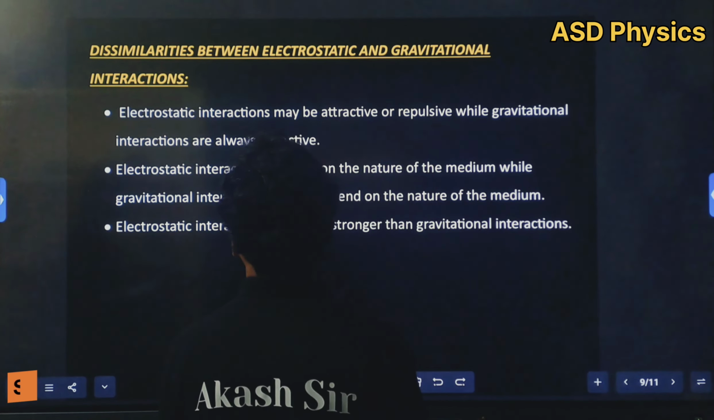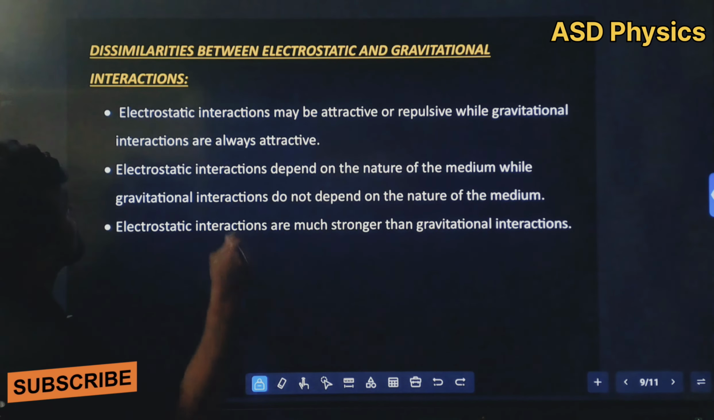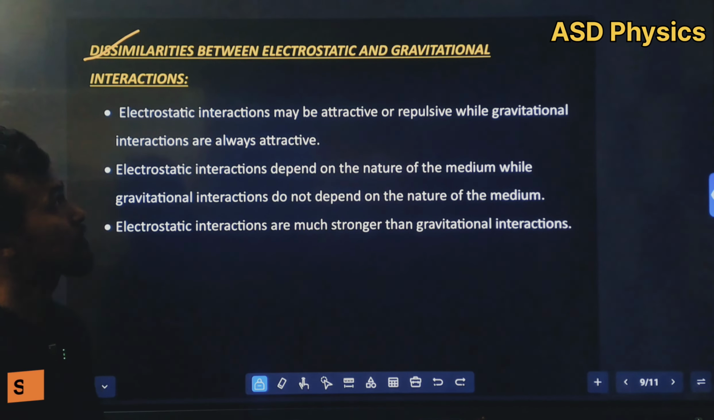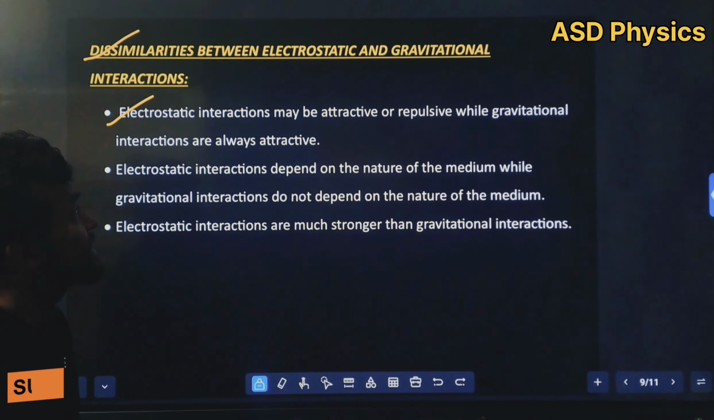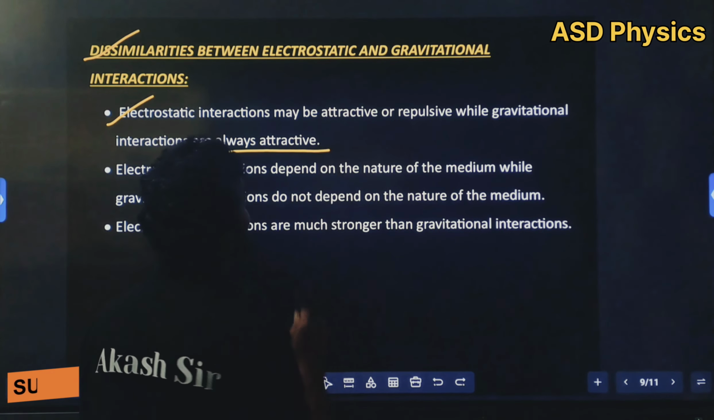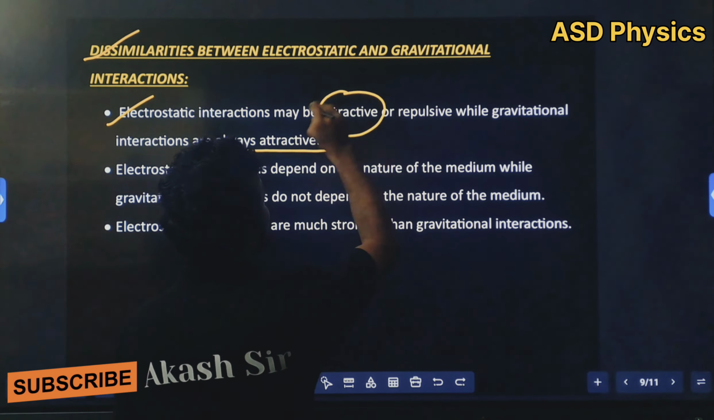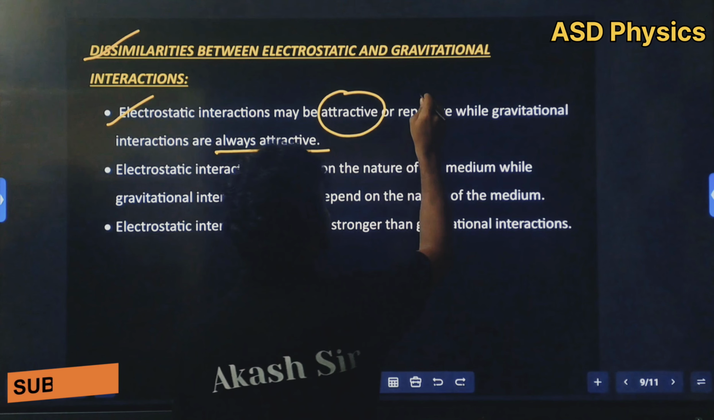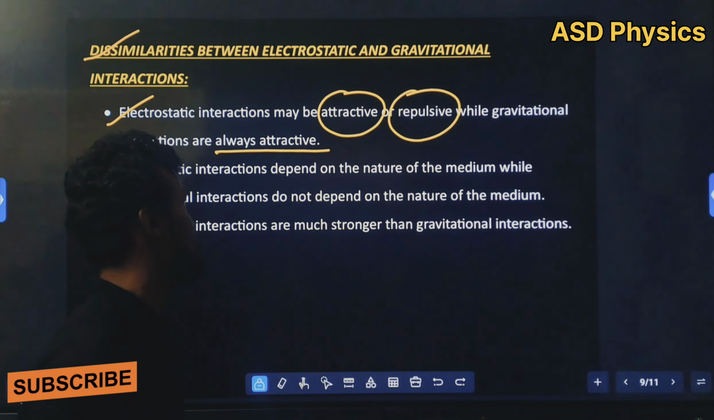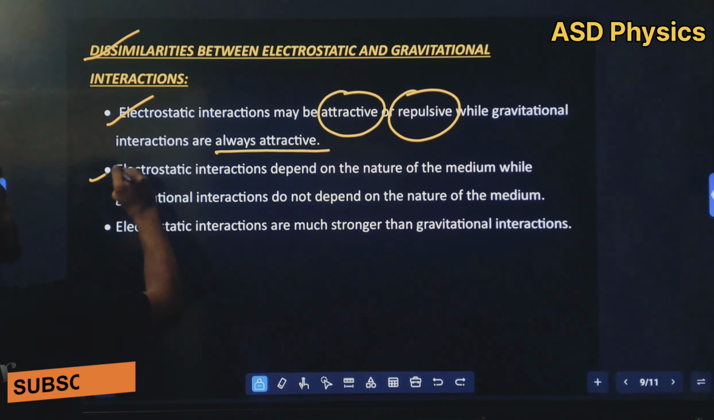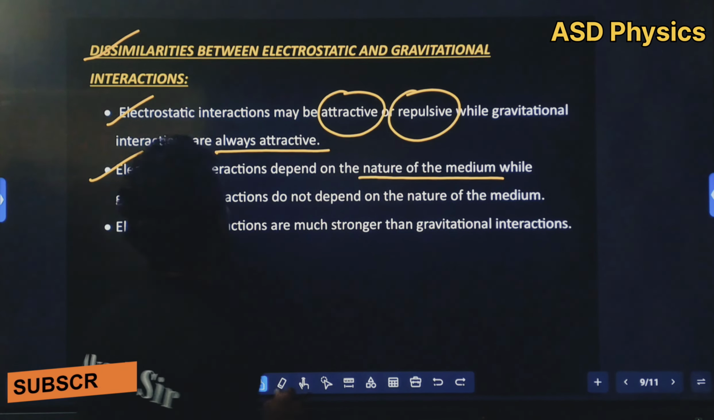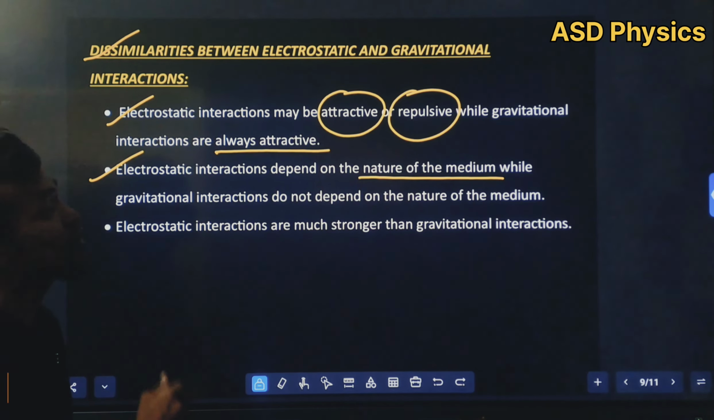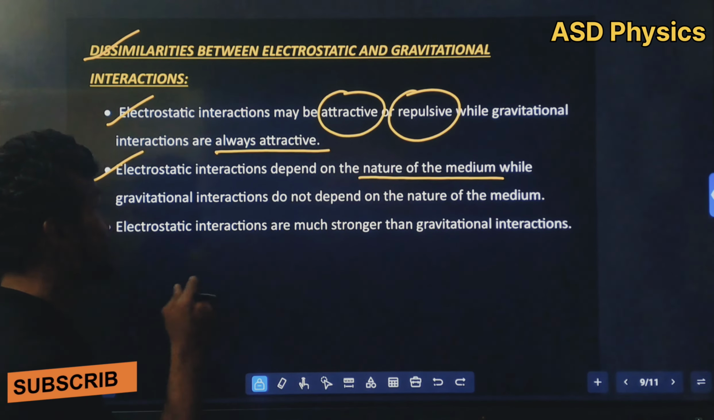Next one, students, some dissimilarities are there between the electrostatic and the gravitational force. The first one, electrostatic interactions may be attractive or repulsive, while gravitational interaction is always attractive. Attractive means when both the charges are of opposite nature, and repulsive means when both the charges are of same nature, for electrostatic. Next, electrostatic interactions depend upon the nature of the medium, while the gravitational interaction does not depend upon the nature of the medium. Very, very important.